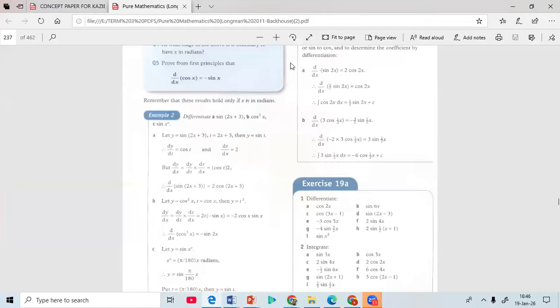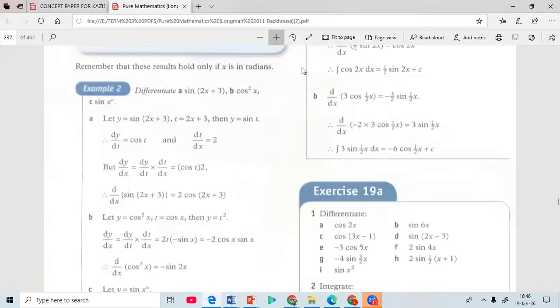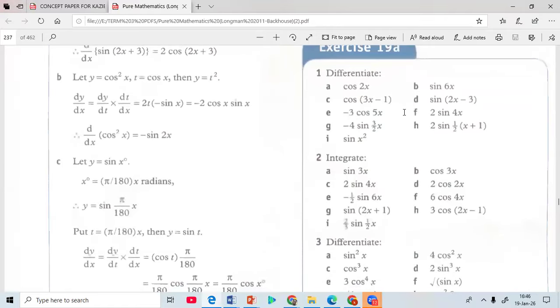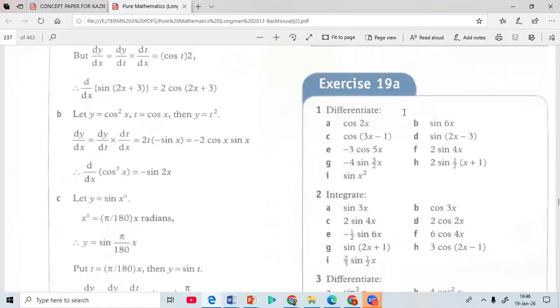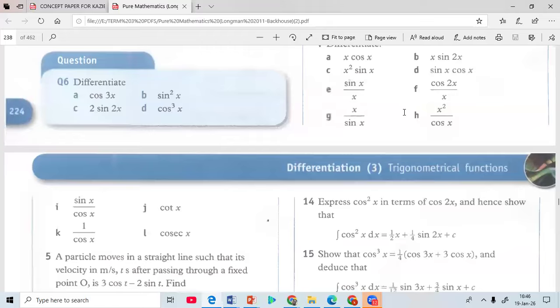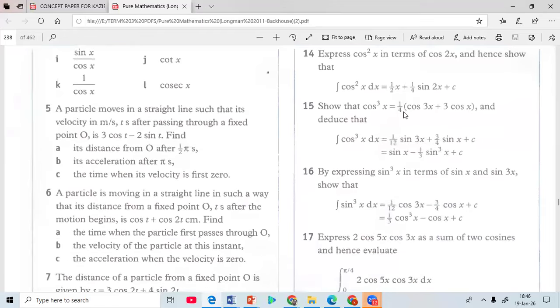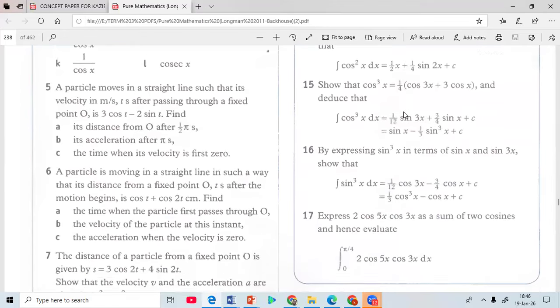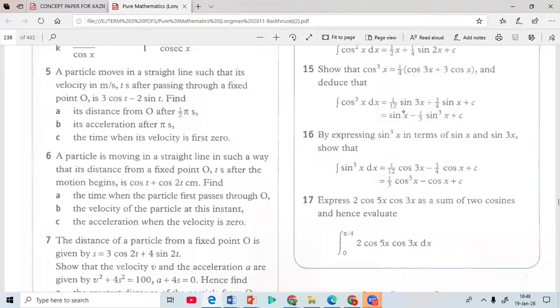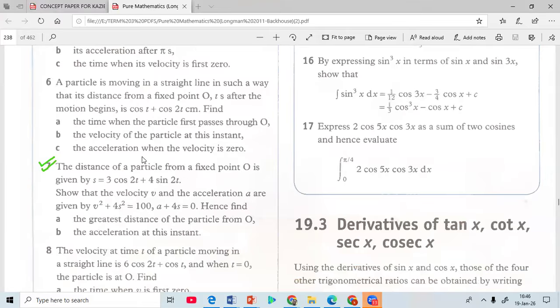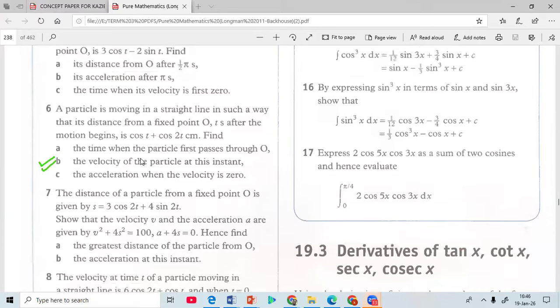Those who have this pure math Backhouse book, you can come and try out some numbers here in exercise 19A. In fact, some of those numbers I picked from here. Like number 6, one of the numbers we did, I picked from here. Another number I picked is number 7. That scenario we have been doing, I picked it from Backhouse.